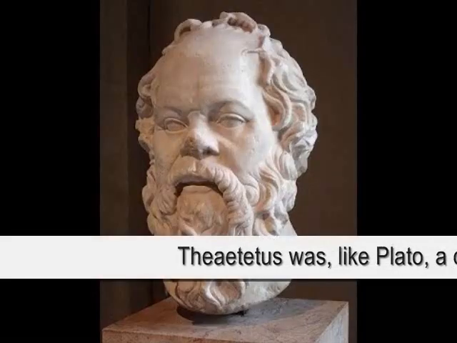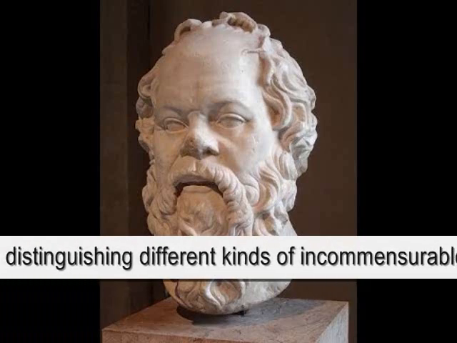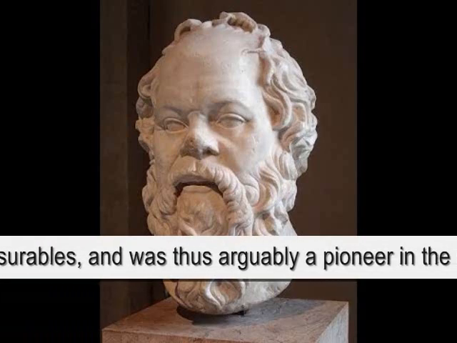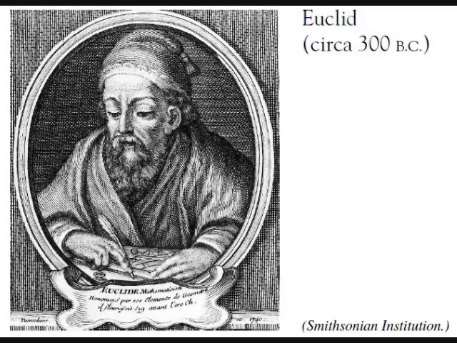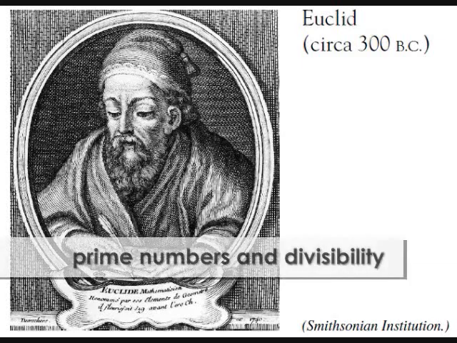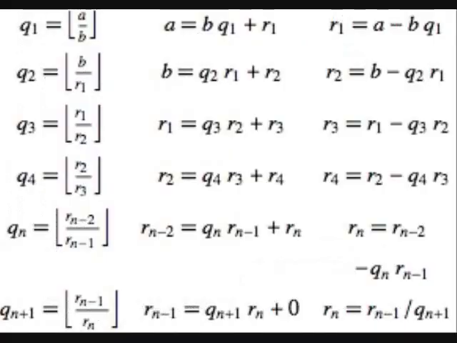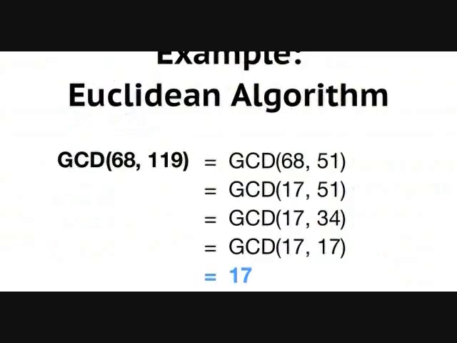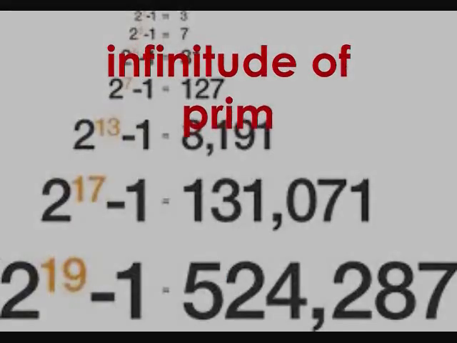Theaetetus was, like Plato, a disciple of Theodorus. He worked on distinguishing different kinds of incommensurables and was thus arguably a pioneer in the study of number systems. Euclid devoted part of his Elements to prime numbers and divisibility, topics that belong unambiguously to number theory and are basic to it. In particular, he gave an algorithm for computing the greatest common divisor of two numbers, the Euclidean algorithm, and the first known proof of the infinitude of primes.